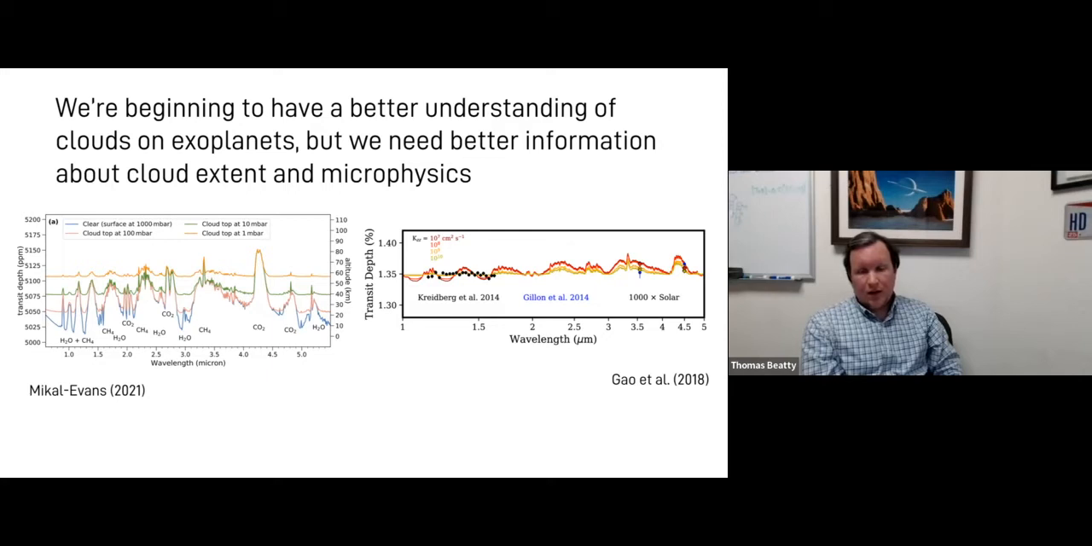But particularly as we think about moving towards JWST, we do need to get better information about the cloud extent, right? How far up does the cloud extend in the atmosphere in particular, and what's going on with the microphysics? What is the vertical diffusion coefficient? What are the grain sizes? That's going to influence the abundance significantly. So that's one task to work on in the next couple of years: better understanding the extent and the microphysics in exoplanet clouds.